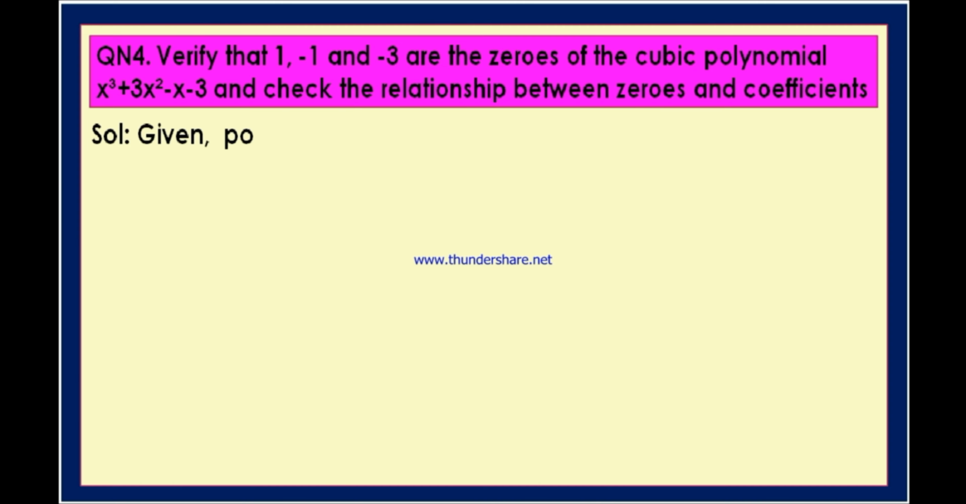Here is the solution. It is given that the polynomial p of x is equal to x cube plus 3x square minus x minus 3. This is the cubic polynomial. Since it is the cubic polynomial, there may be 3 zeros. Here we have to verify whether 1 is a 0 of this, whether minus 1 is a 0 of this, whether minus 3 is a 0 of this.